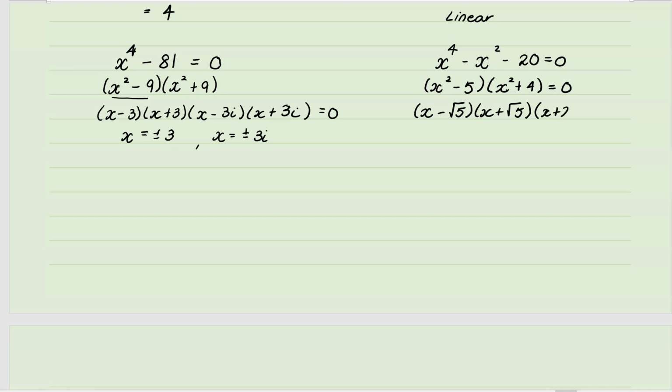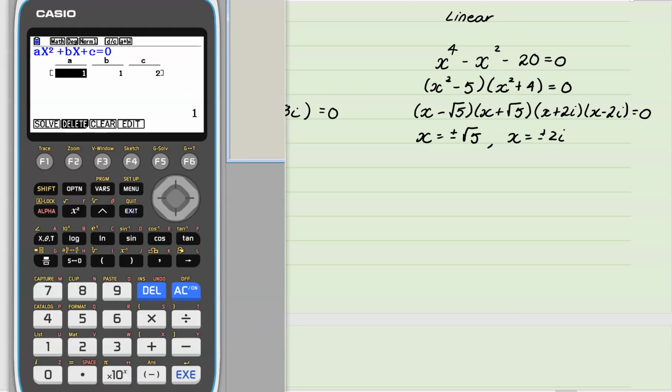So x plus 2i, x take 2i equals 0. So x can equal plus or minus root 5, or x could equal plus or minus 2i. And yes, you can check that in your calculator, but you would just have to go now to degree 4. We've got 1, 0 x cubes, minus 1x squared, 0 x's, and minus 20. Yeah, so let's look at it. We've got root 5, negative root 5. Wow. Wowza.